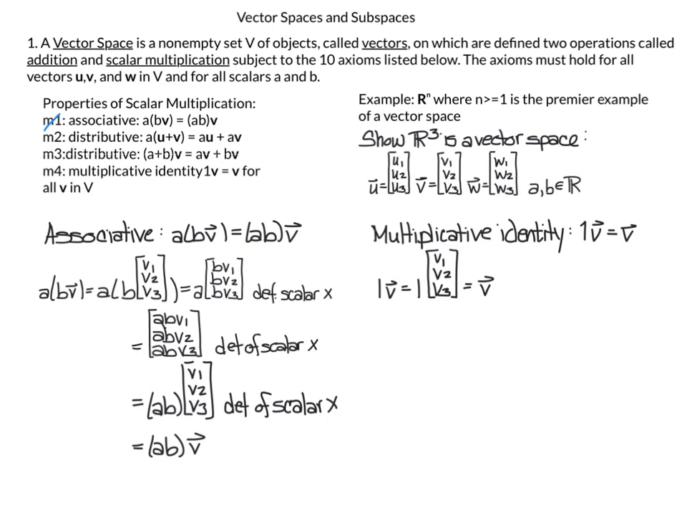My next thing I'm going to show is the multiplicative identity. And notice this is a scalar. So there's a scalar called 1 that when you multiply by v, you get back the vector v. So multiplying 1 times v gives you back the vector v.